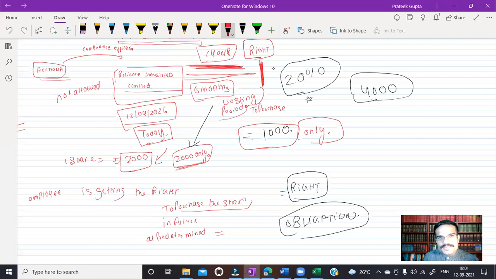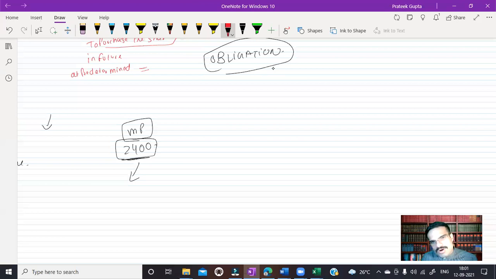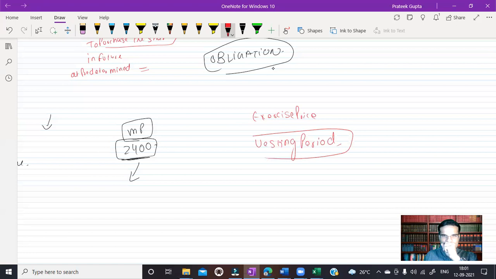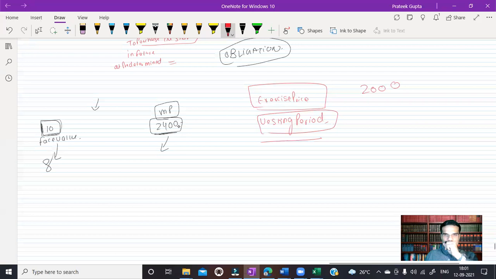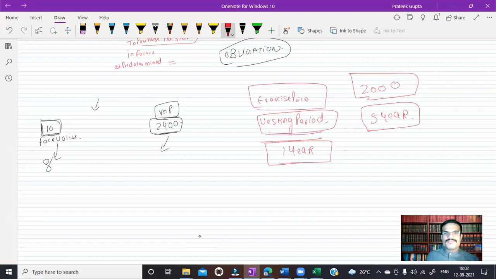So you have to understand two concepts. One is the exercise price and one is the vesting period. For example, in this case, beta, the exercise price would be 2000, and the vesting period will be 5 years. That's the important point. Everyone, you should understand the same. But yes, the vesting period should be minimum 1 year for everyone. Understood, sir. Now the concept is clear.